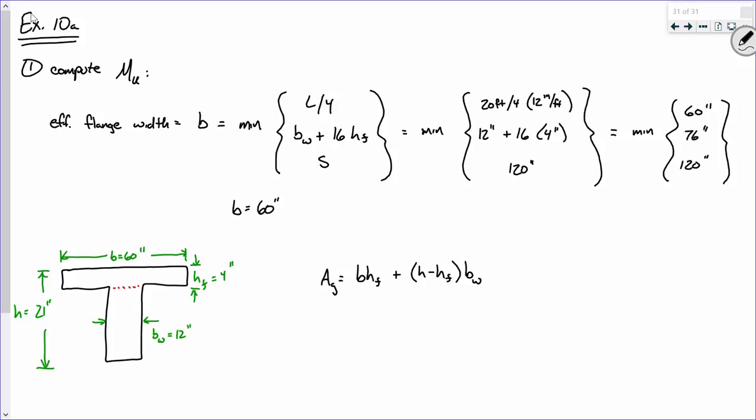All right. So we've got... What do we have? We have 60 inches times 4 inches plus 21 inches minus 4 inches times 12 inches. Somebody tell me what that is. Okay, we got 444. Somebody second that? There we go. All right. It was seconded. The motion passes.